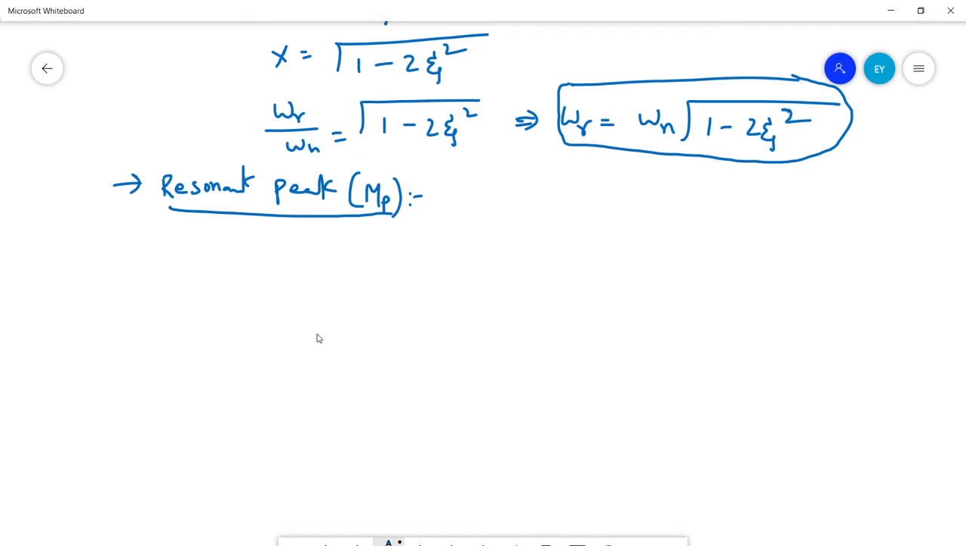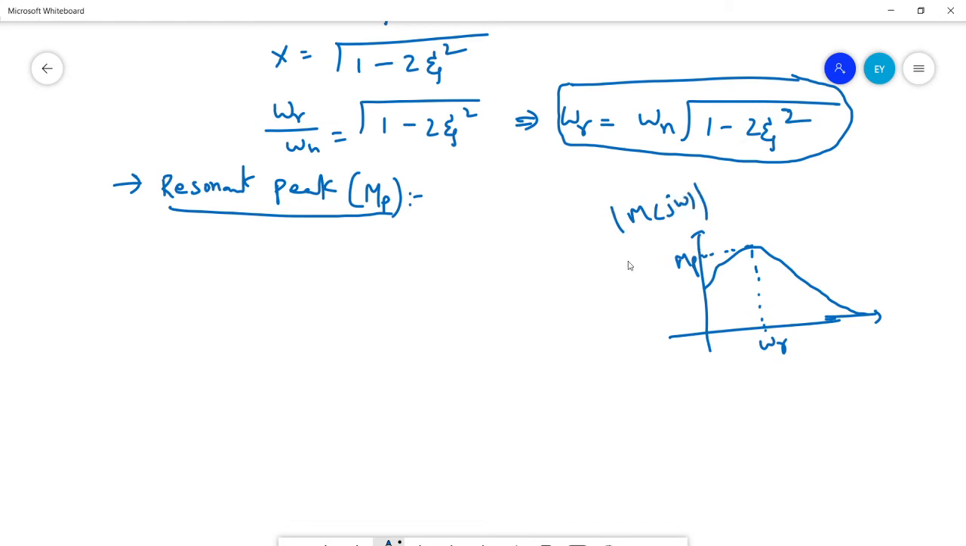So it is the peak value of the magnitude of the transfer function. What is the resonant peak? When you are plotting the magnitude plot, the value where you get the maximum peak is the resonant peak. It will occur at the resonant frequency, right? So M of j omega, the magnitude of j omega.